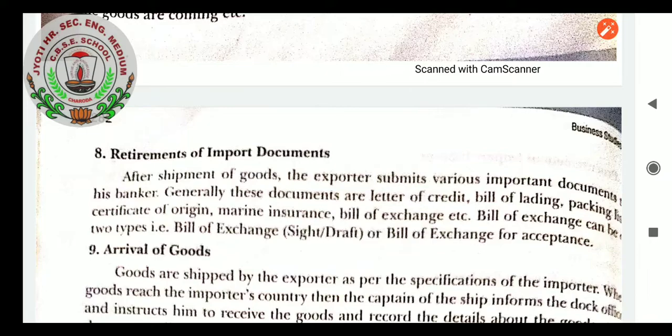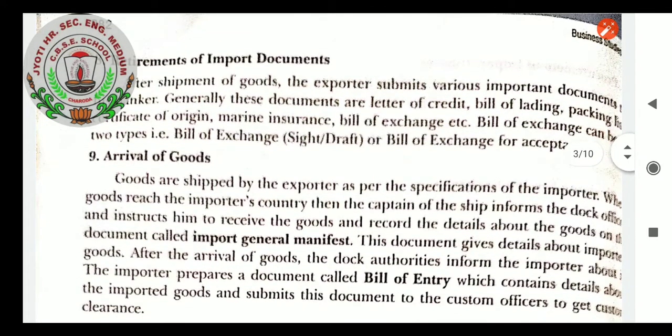Goods are shipped by the exporter as per the specifications of the importer. When goods reach the importer's country, then the captain of the ship informs the dock officer and instructs him to receive the goods and record the details about the goods on the document called Import General Manifest. This document gives details about the imported goods.